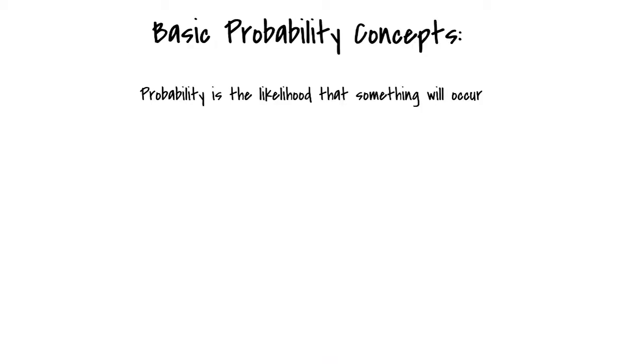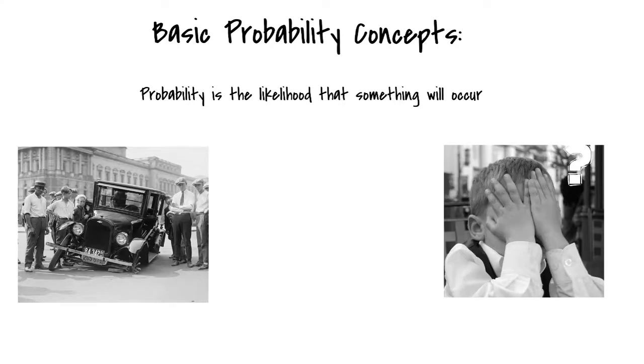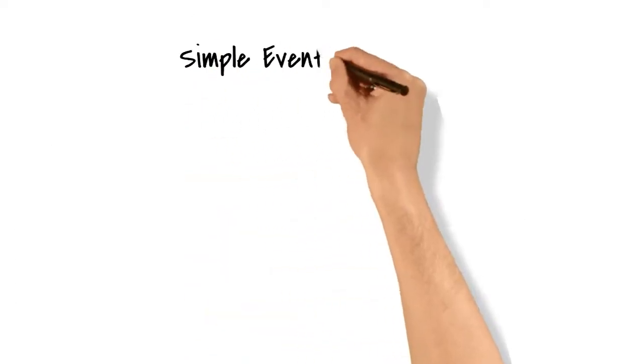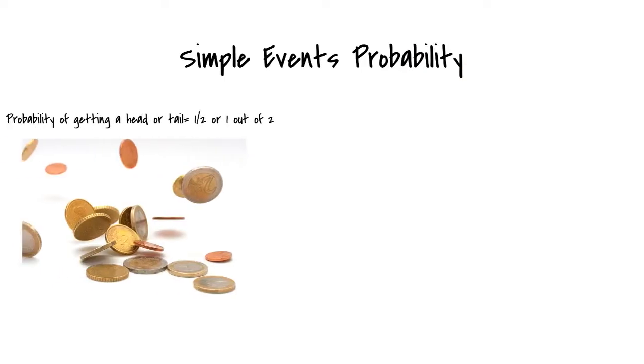Probability is the likelihood that something will occur. For example, if you have a tire with low pressure and you don't fill it, there's a high probability that you will eventually get a completely flat tire. If you don't study at all for your history test, there is a high probability that you will not get a favorable grade. Let's look at the concept of simple events probability.